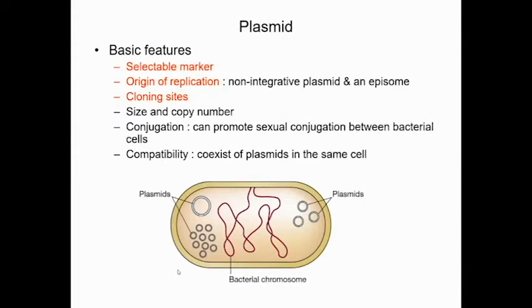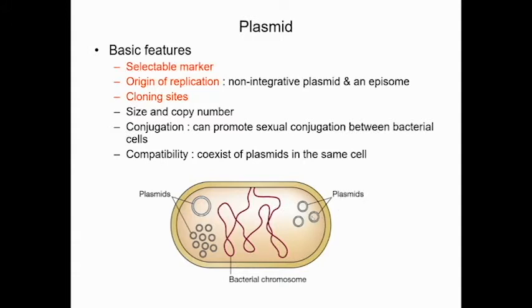So the plasmid, the basic features. I highlight these three: selectable marker, origin of replication, and cloning site. These are very important. These are the three most important features for a plasmid. And then also size and copy number, conjugation, compatibility. These are all specific features of the plasmid, but these three are the most important ones, which I will explain one by one later.